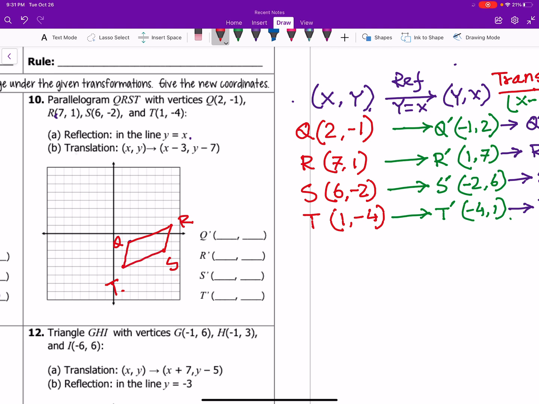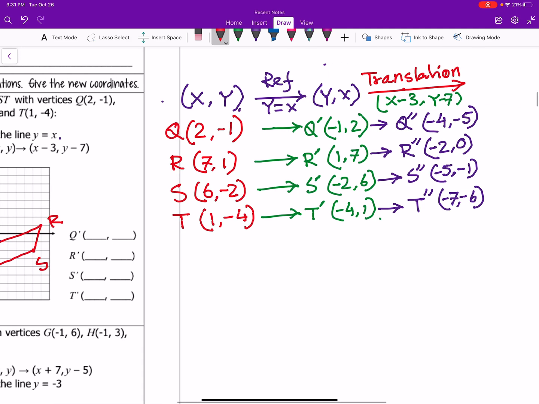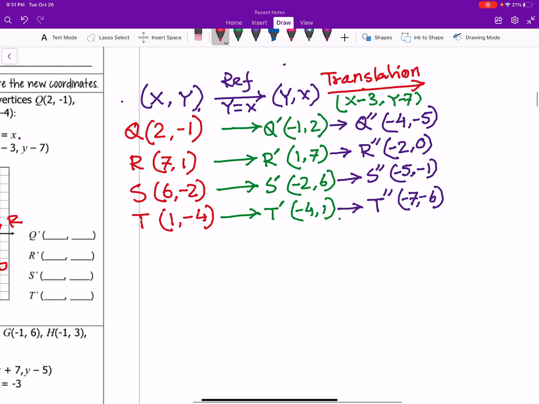Okay, so now I need to reflect it through y equals x. So if you remember, the reflection rule for y equals x is the switch: x becomes y, y becomes x. So I switched that one. So negative 1, 2 becomes 2, negative 1, or rather negative 2 and negative 1 and 2. For 7 and 1, it becomes 1 and 7. So for S, 6, negative 2 becomes negative 2 and 6, and T becomes 1 and negative 4, so negative 4 and 1.